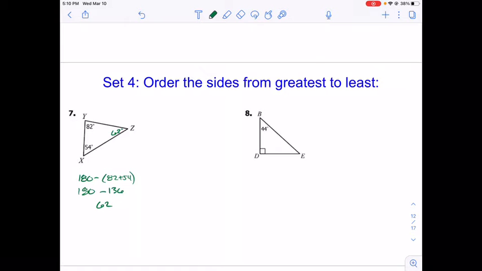So our smallest is going to be YZ. Then we're going to go to XY. And then finally, XZ.